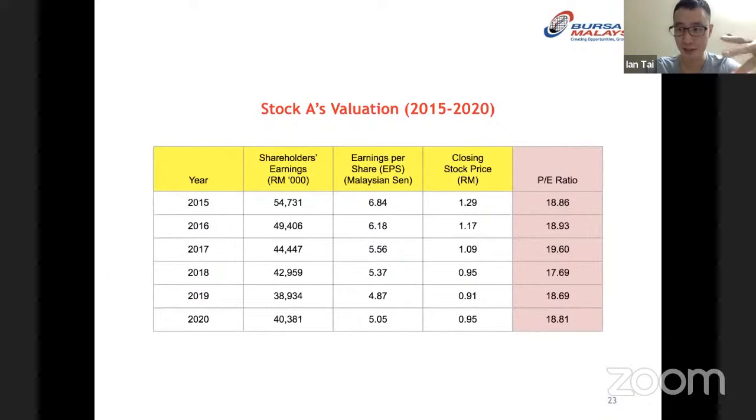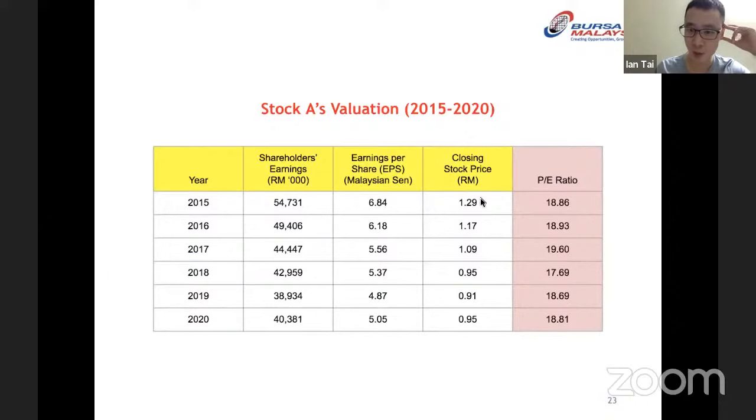But for investors, we always want to calculate the valuation ratios. So if I do a simple calculation on the valuation ratio for stock A, here's how it will look. Over here, we can see that the shareholders' earnings are dropping, right? Can you see that? Therefore, the earnings per share have actually followed suit. Stock A's earnings per share have also fallen, from 6.84 cents to about 5 cents.